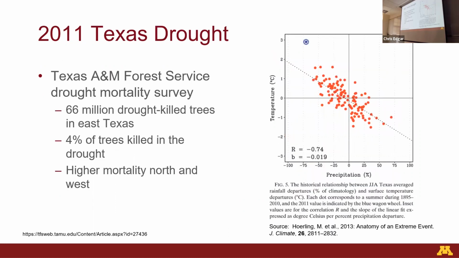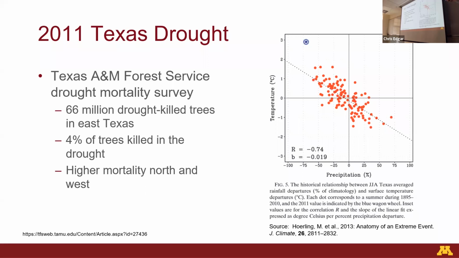And then in 2011, Texas had its worst one-year drought in recorded history. And this figure right here is one of my favorites. It comes from a publication out of the Journal of Climate. Each dot here represents a summer, so June, July, August weather data. On the x-axis, we have precipitation, and on the y-axis, we have temperature, as deviations from the average. And so what we see here is cooler, wetter in this quadrant, hotter, drier in the upper quadrant.